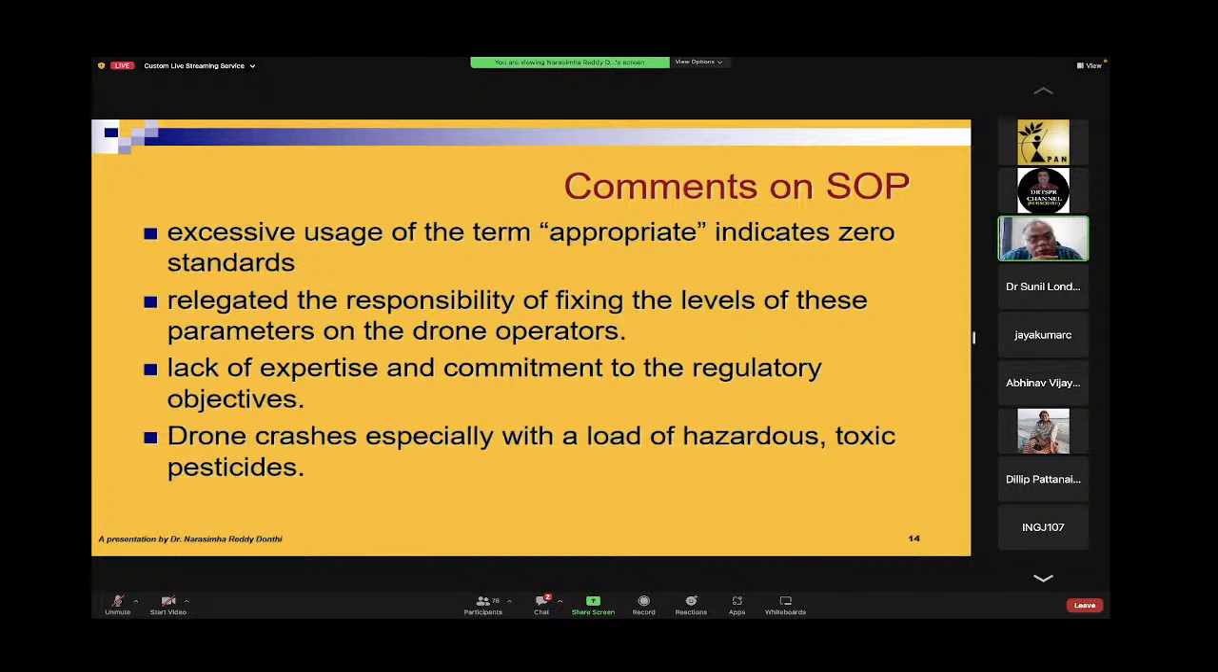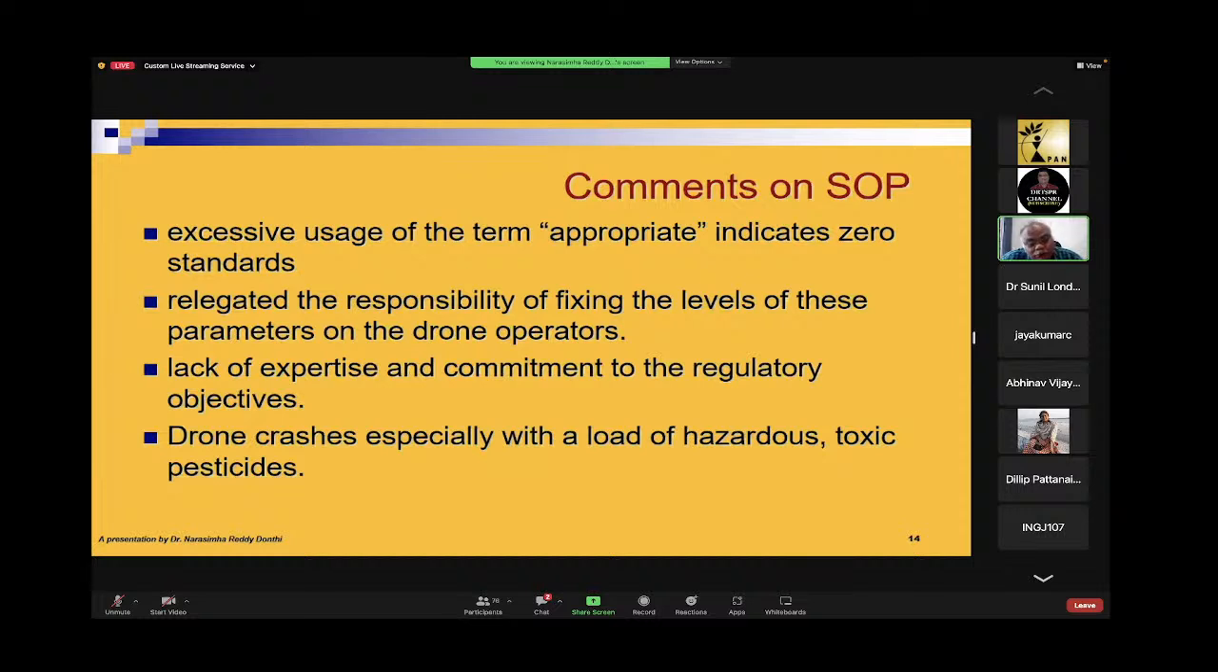Fixing the level of parameters, even this was not done in the SOP. It does not mention that over the next 5 years we will develop these parameters and try to fix this. Even that is not done. So the language is as if this is a permanent document for drone operators.